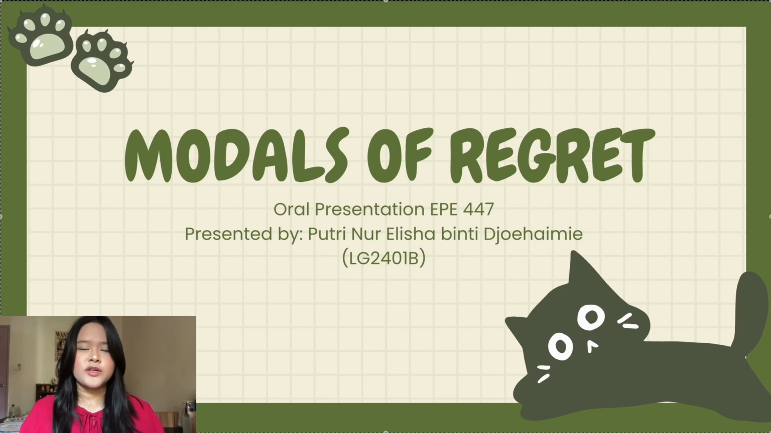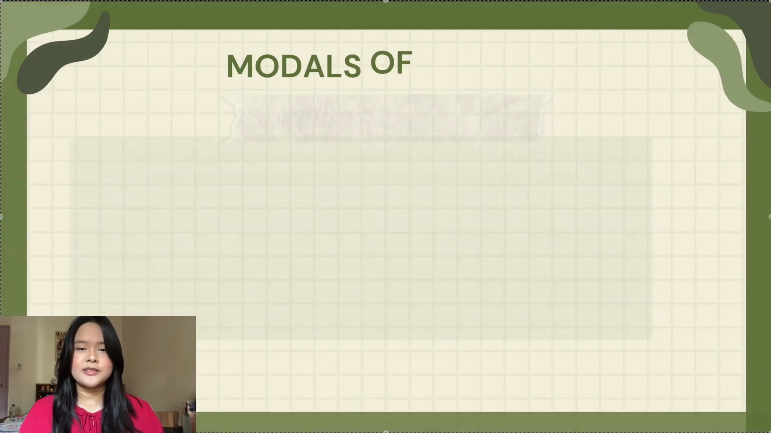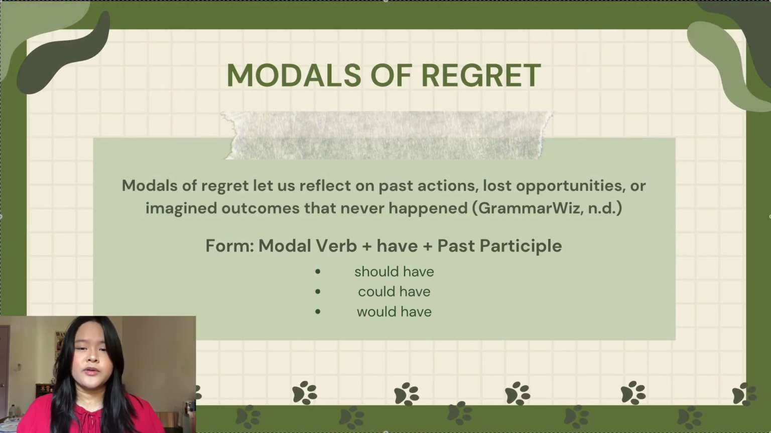past actions? Today I will be presenting about modals of regret, a grammar structure that helps us express what we wish had been different in the past. Modals of regret allow us to look back on past actions, missed opportunities, and situations that could have turned out differently. The main form is modal verb plus have plus past participle.